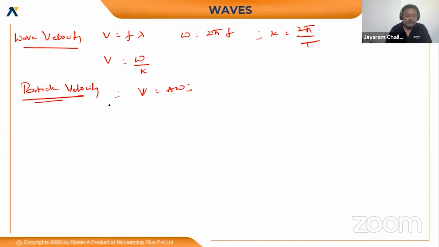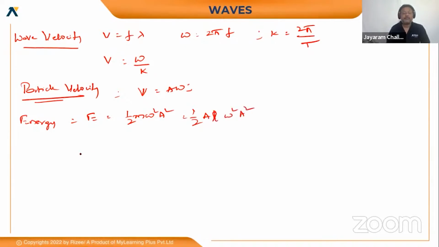Next one, energy density. How does it come? Energy density or energy E is equal to, what is the value of this energy? That is half m omega square a square. m can be written as half into area into length into omega square into a square. So from this, energy per unit volume is equal to this. Area and length you can take out of there.